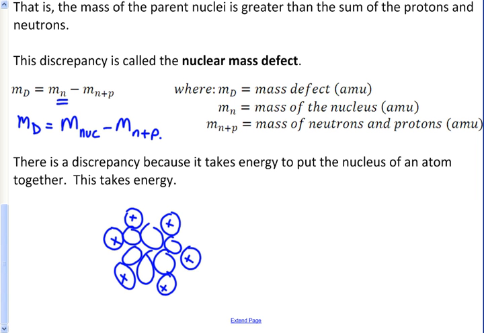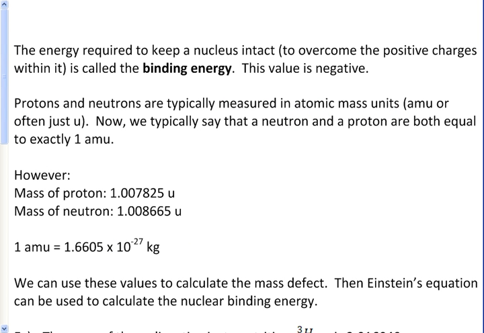Imagine taking 2 magnets and having the same poles, and trying to push them together. You can feel the repulsion happening. Protons feel that all the time because they want to get away from one another. Yet there's something in there that's gluing them together, and that's energy. And therefore, what happened is a little bit of the mass that's inside of the nucleus has been converted to energy. It's been sacrificed to make those protons stick together. We call that the binding energy. So the energy required to keep a nucleus intact, to overcome the positive charges that are inside of the nucleus, is called the binding energy. And this value is going to be negative.